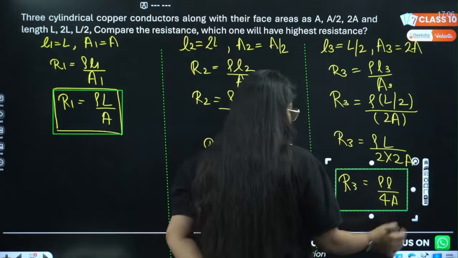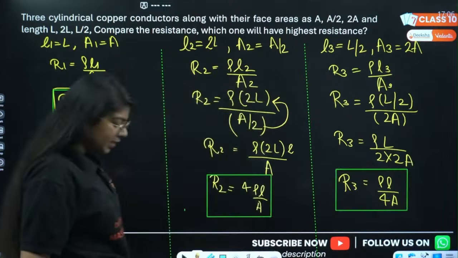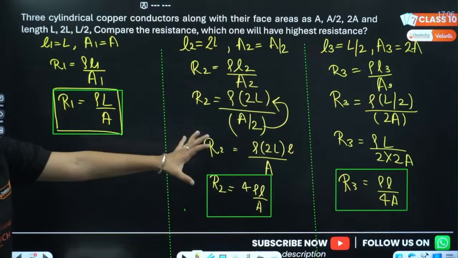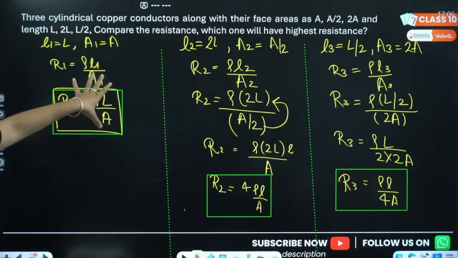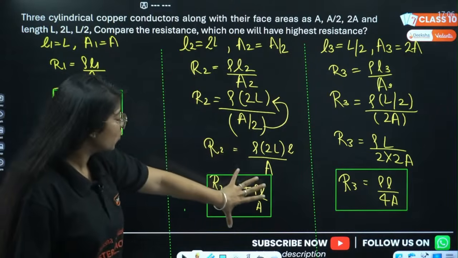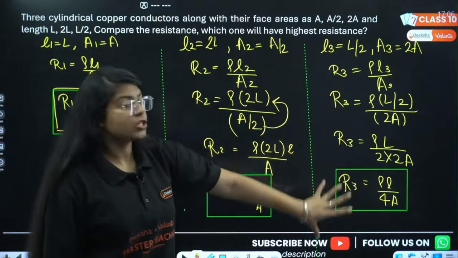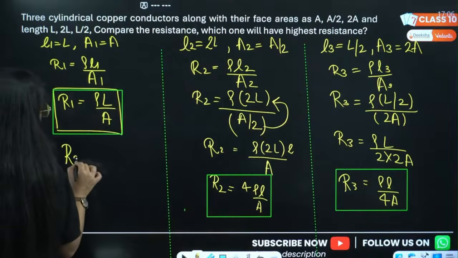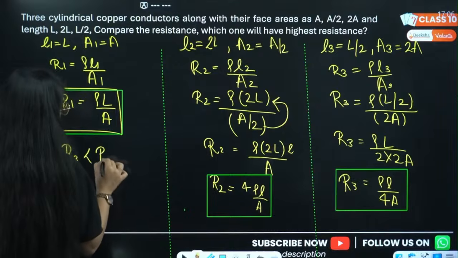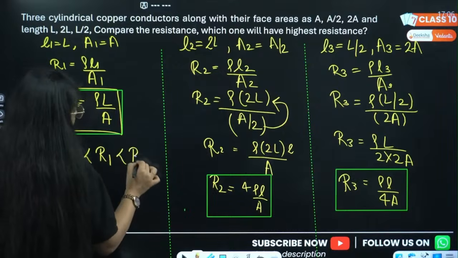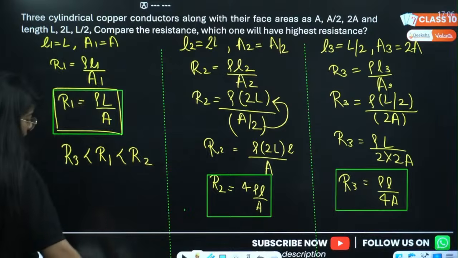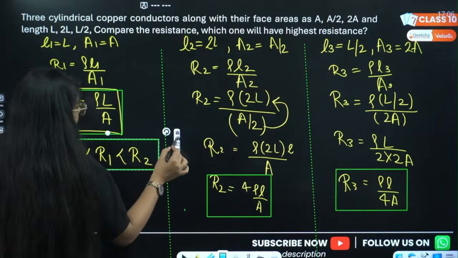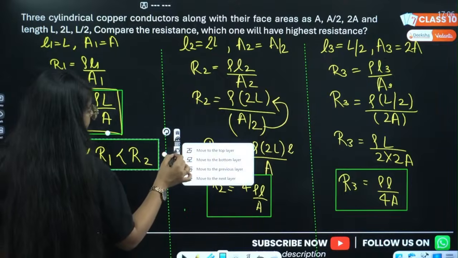Understood? Is the calculation clear or not? Tell me. Okay? So these are the 3 answers. Now compare. Simply this is the question. R2 is more than R1. R3 is less than R1. So what comes out is R3 is greater than R1 and less than R2. This comes out to be the comparison. A clear, concise comparison, right?